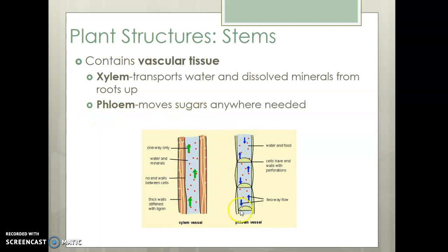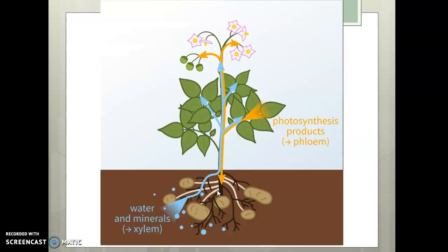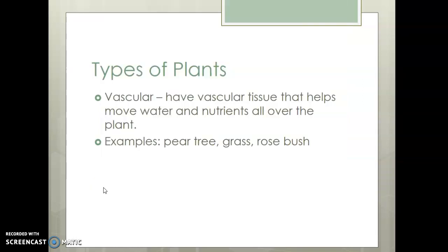That's how I remember it. So that's why the arrows go in two different directions. Anywhere the plant needs food, the phloem vessels can move it. So one more time, xylem and phloem are two types of vascular tissue. The xylem moves the water in one direction, up from the roots and out through the leaves. The phloem can move food anywhere the plant needs it. So the phloem can move food and the xylem moves water and minerals.